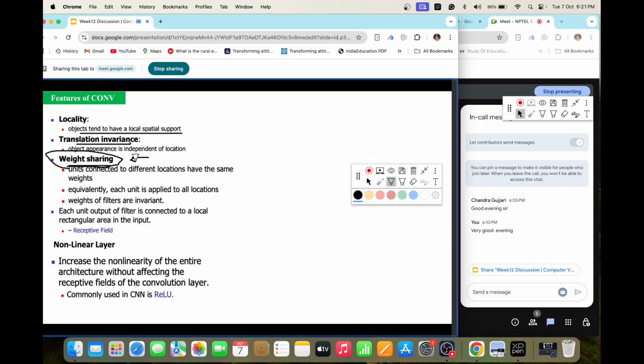And then there is the non-linear layer. At the end, or even in between the convolution layers, we have this non-linear layer. We use different types of functions like sigmoid or ReLU.